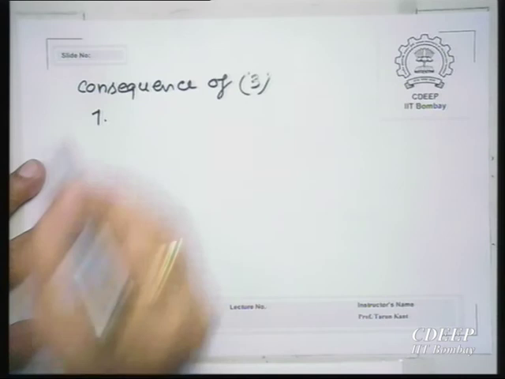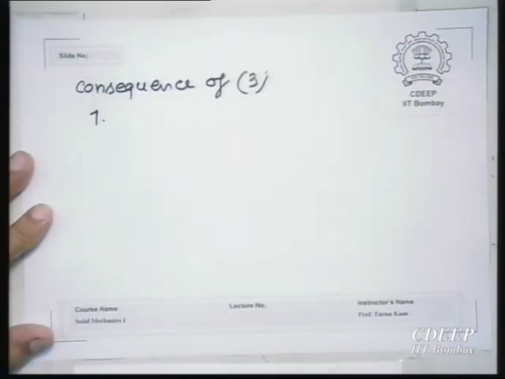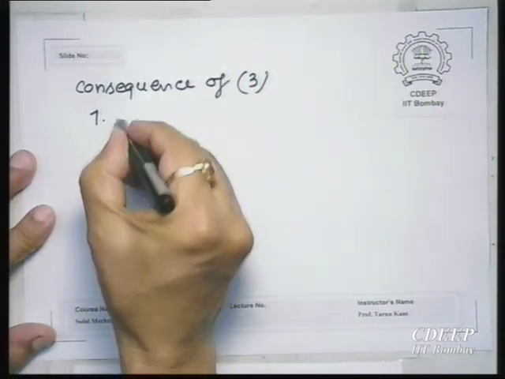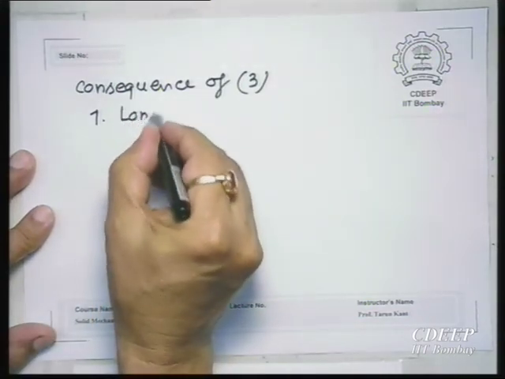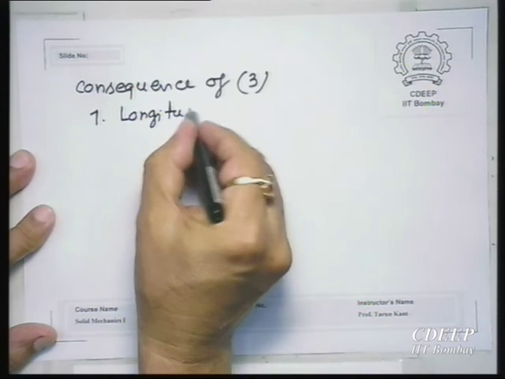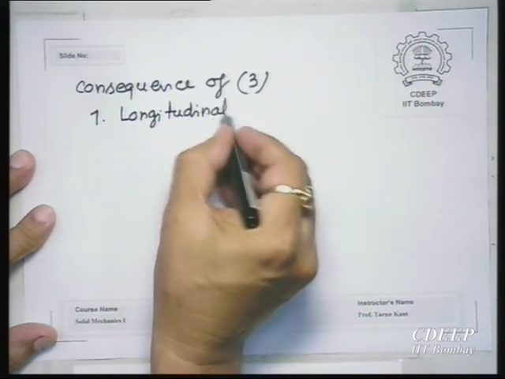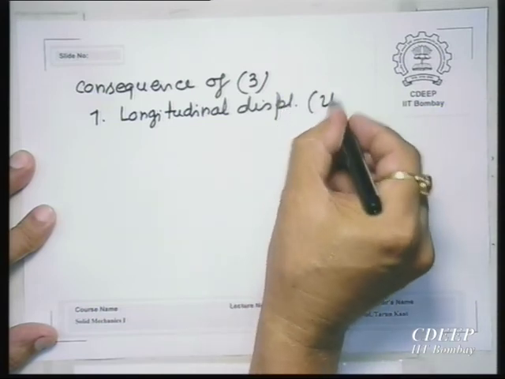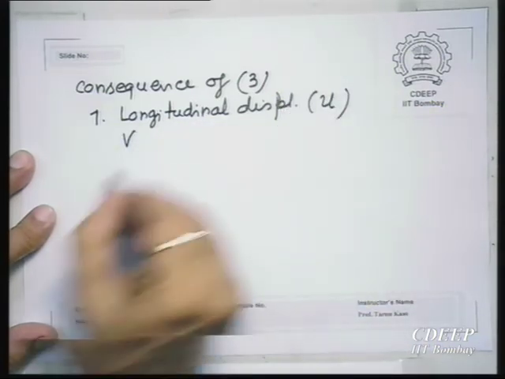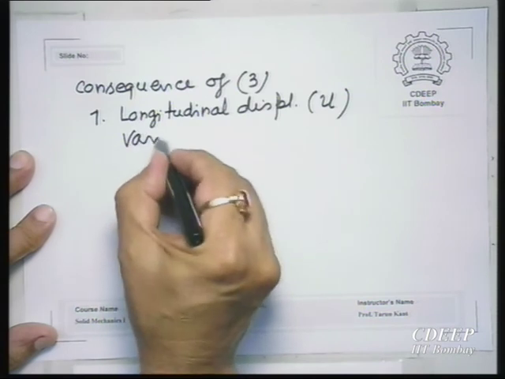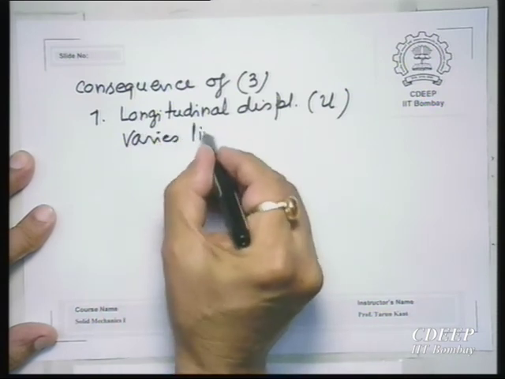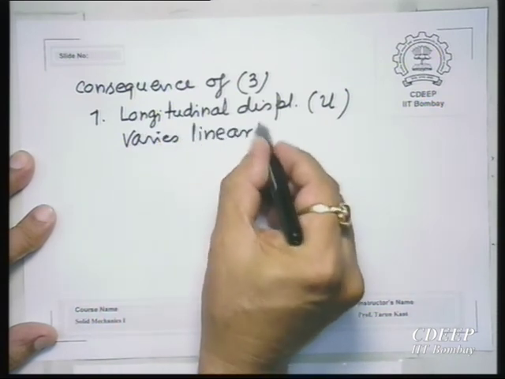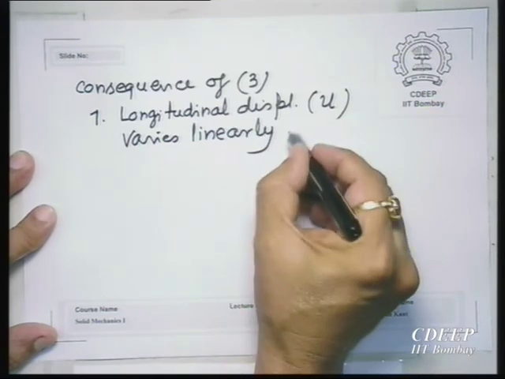One is longitudinal displacements vary linearly through the depth. Longitudinal displacement u varies linearly through the depth.